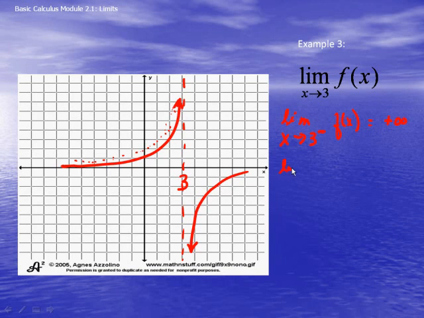Okay, let's look at the limit as x approaches 3 from the positive side of f of x. And from the positive side, as we head toward 3, so we're heading this direction, notice that we're going to get negative infinity. So notice that these two answers are different. Therefore, this limit does not exist, because in our definition we stated that they had to be the same.